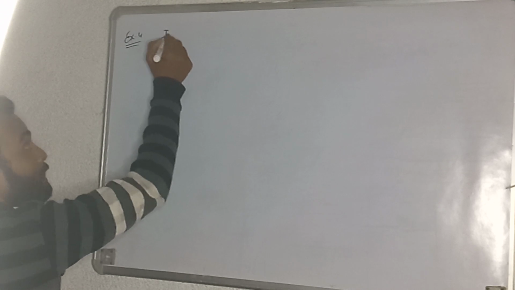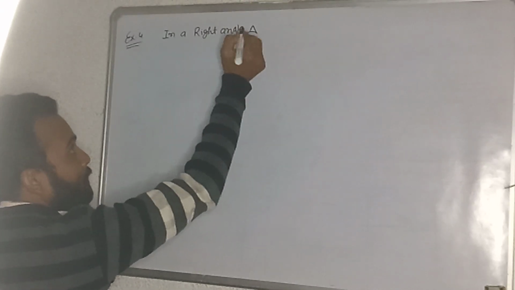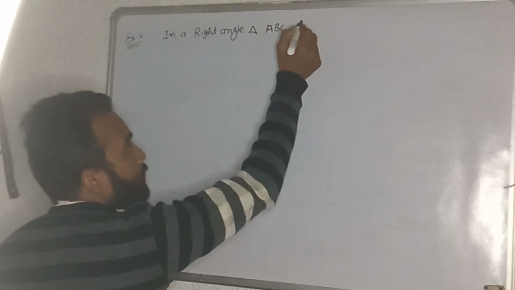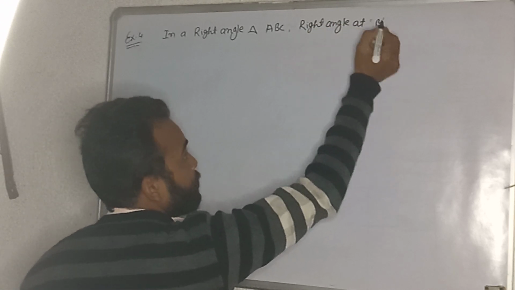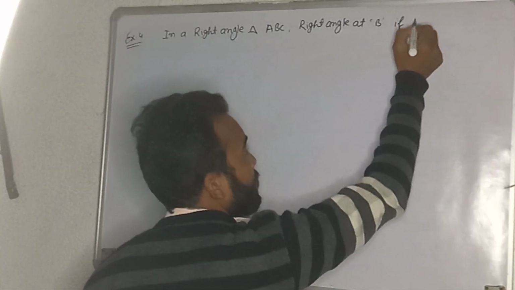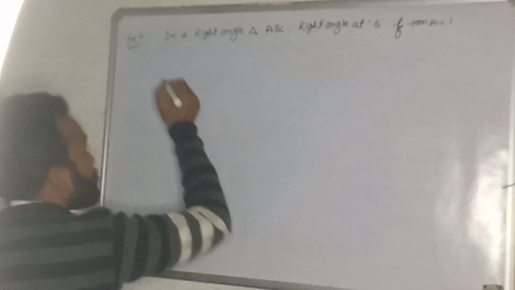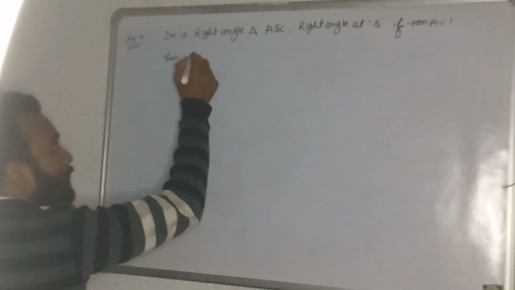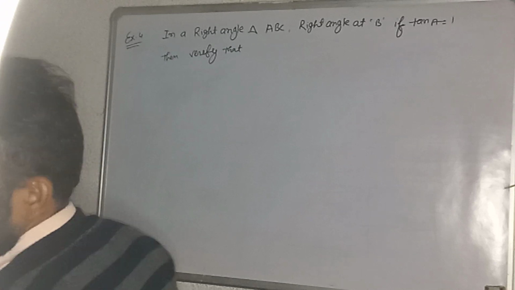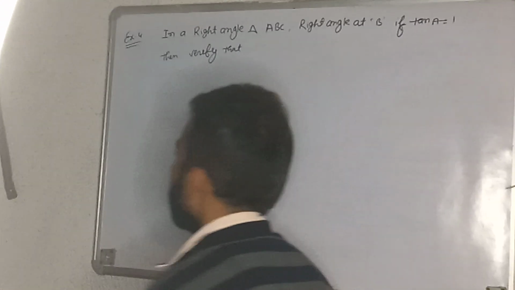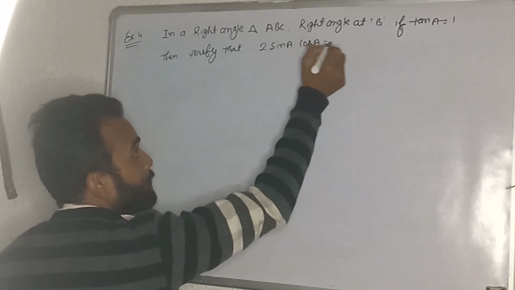Question is given that in a right angle triangle ABC right angled at B, if tan A is equal to 1, then verify that 2 sin A into cos A is equal to 1.